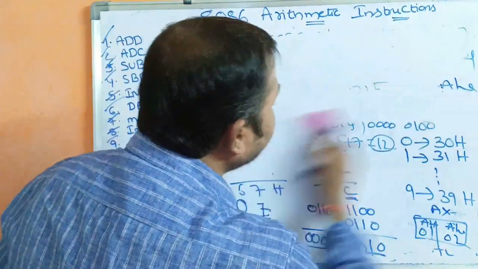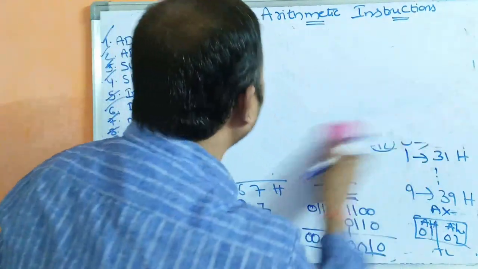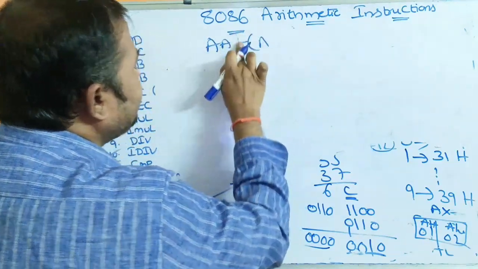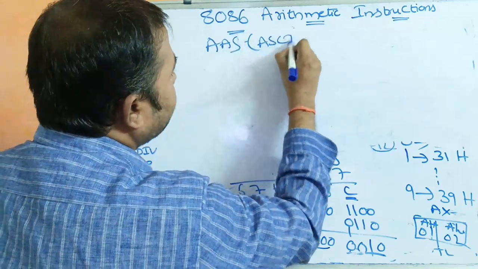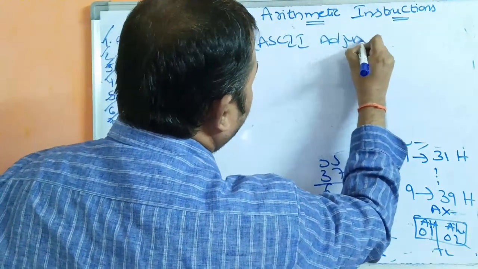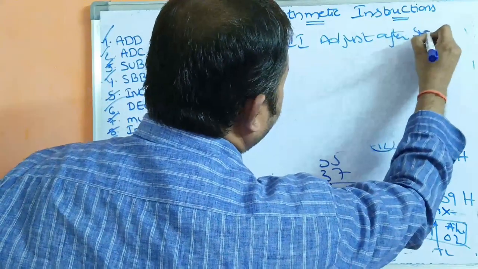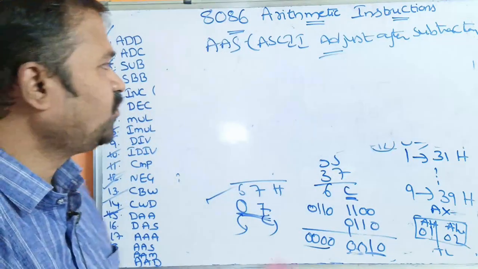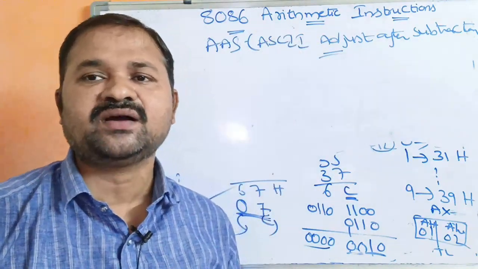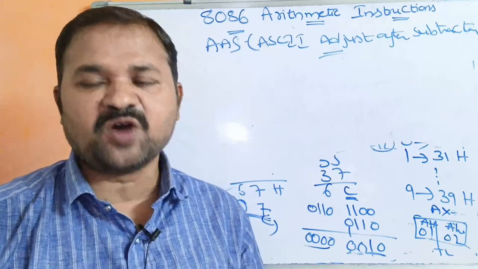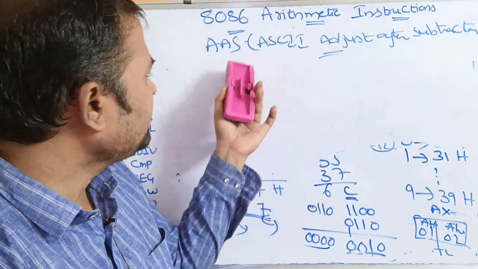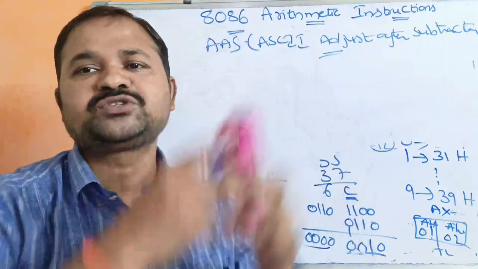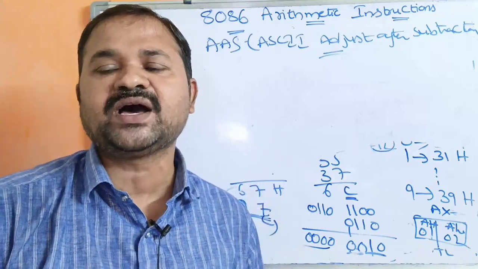Now let us see about AAS. AAS is also similar to AAA only. So what is AAS? ASCII adjust after subtraction. ASCII adjust after the subtraction. So this instruction is also executed after performing the subtraction operation. So after performing the subtraction only, we have to do this instruction. Here also we have to follow those two steps only, but instead of addition we have to do the subtraction.